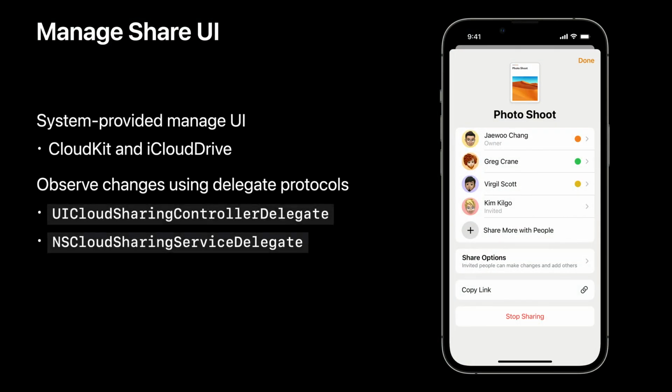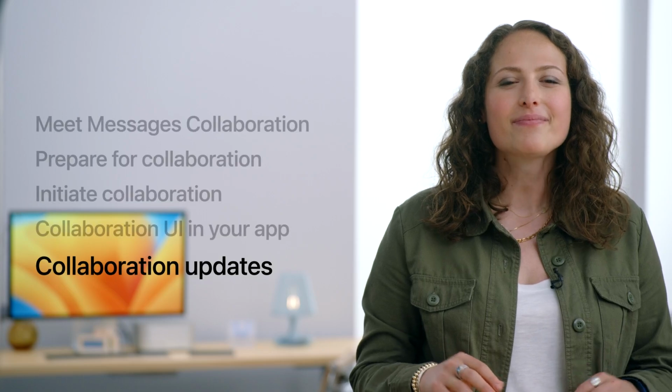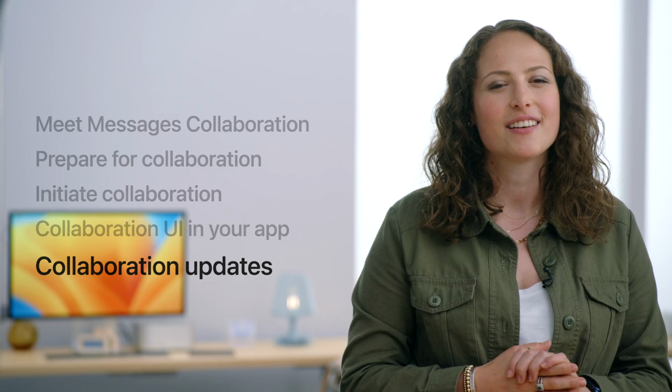As I mentioned earlier, CloudKit and iCloud Drive adopters are provided with a button in the collaboration popover. This enables you to manage the share in the same way you've always been able to. Changes in the provided Manage UI are observable by adhering to the same delegate protocols already used to observe changes: UICloudSharingControllerDelegate and NSCloudSharingServiceDelegate. Now you have an understanding of how to integrate the new collaboration UI into your app. Next, I'll go over how to observe and handle updates to collaborations.